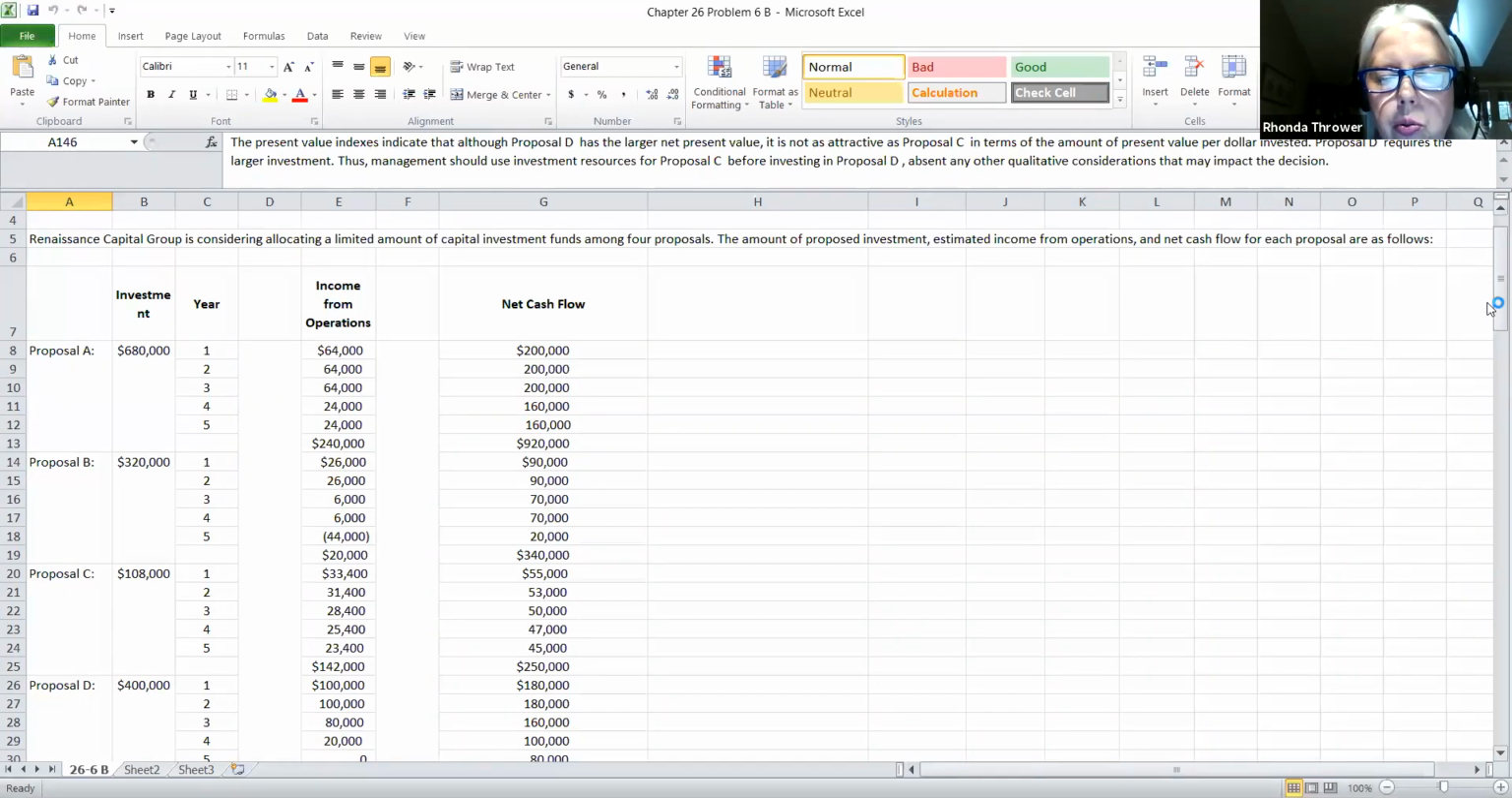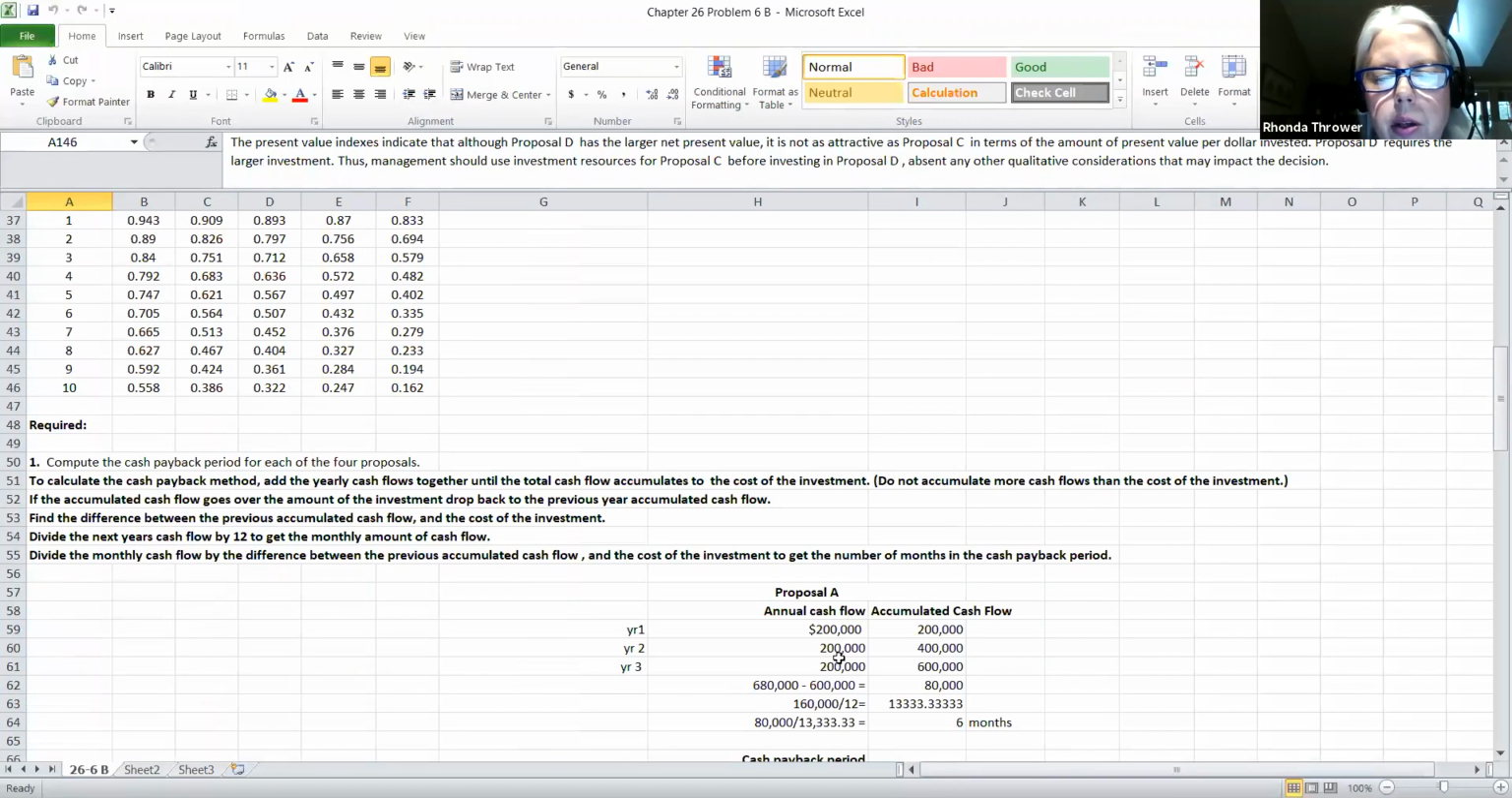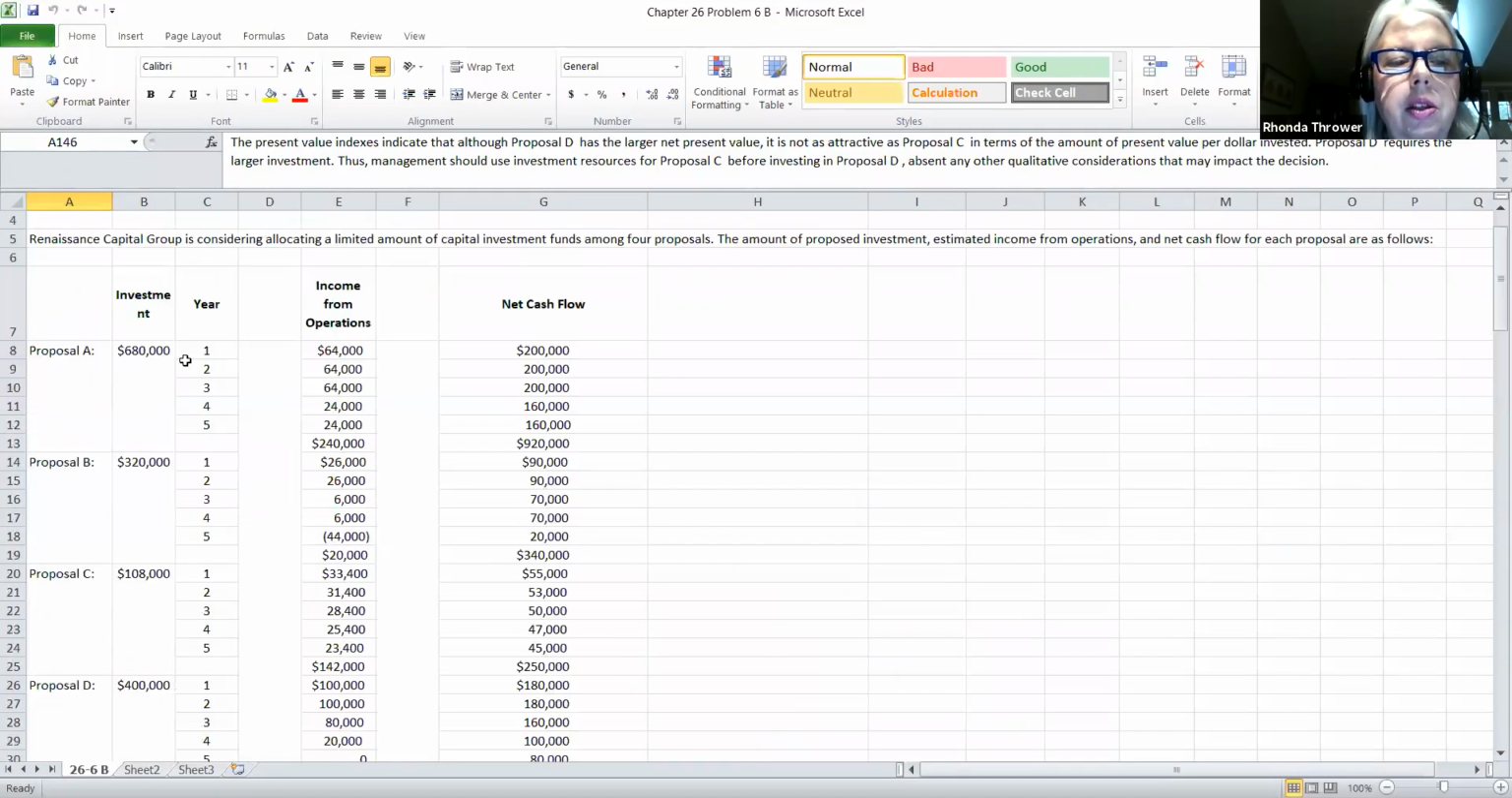So in year 2, we're going to write down the cash flow that was given, and then we're going to combine it with the previous year's accumulated cash flow at the end of the year. So in year 1, it was $200,000. In year 2, we're expecting to receive $200,000 more. So we have a total accumulated cash flow of $400,000. Notice this accumulated cash flow does not go over the cost of the investment. So we're going to go on to the next year's cash flow.